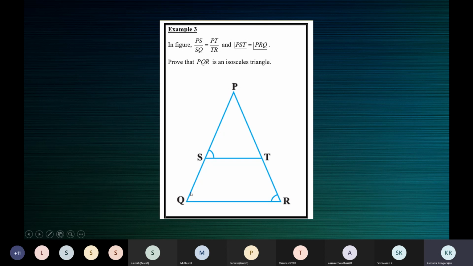So if I mark this angle as 3, angle 1 is equal to angle 3. Corresponding angles are equal, because by converse of BPT, ST is parallel to QR. But angle 1 is equal to angle 2, given. So that means 2 is equal to 3. If angle Q is equal to angle R, it means PQ is equal to PR. When two angles are equal, the sides opposite to them are also equal. So PQ is equal to PR, and hence PQR is an isosceles triangle.